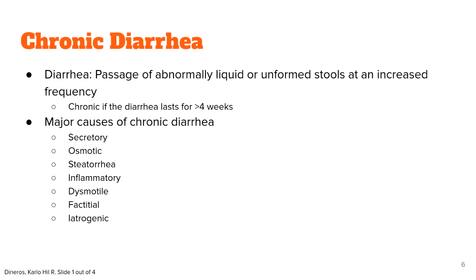Carlo. So I'll be giving a short discussion on chronic diarrhea. Diarrhea is the passage of abnormally liquid or unformed stools at an increased frequency, and at a volume greater than 200 grams per day. It is chronic if the diarrhea lasts for more than 4 weeks. The major causes of chronic diarrhea are the secretory, osmotic, steatorrheal, inflammatory, dysmotile, factitial, and iatrogenic causes. I'll be discussing each of these points.